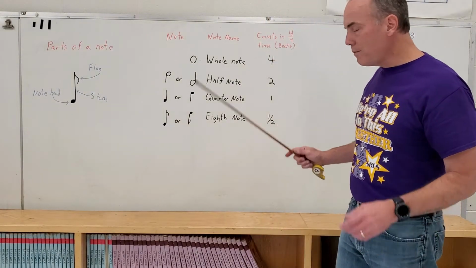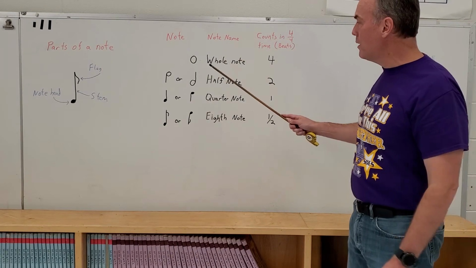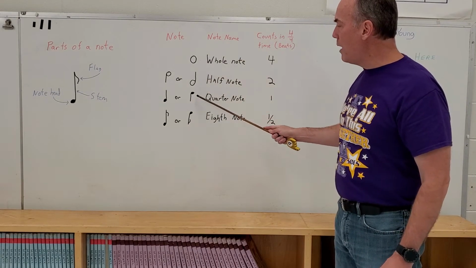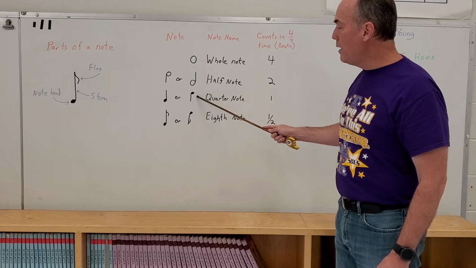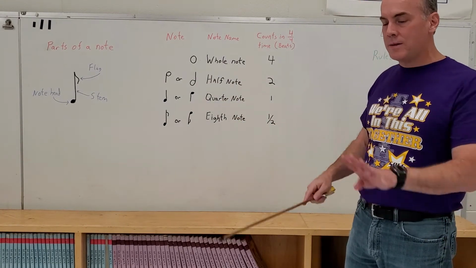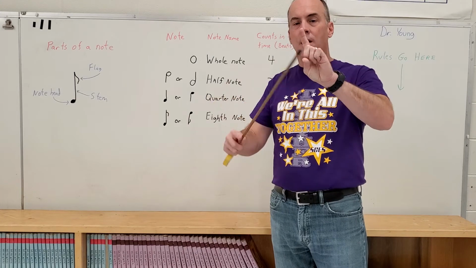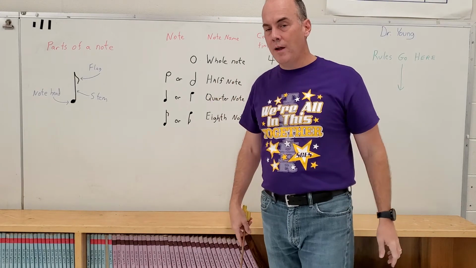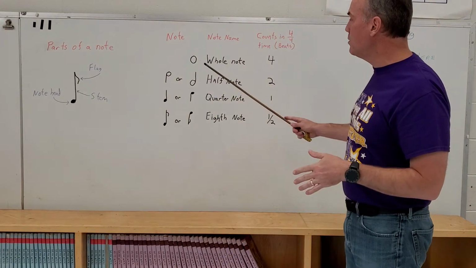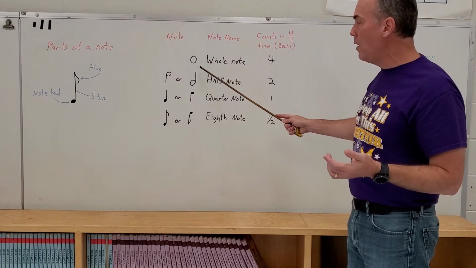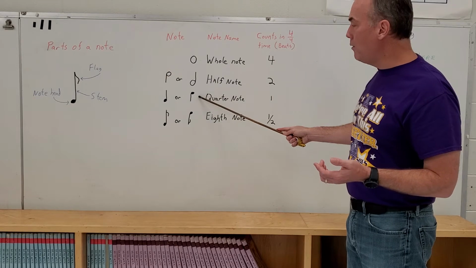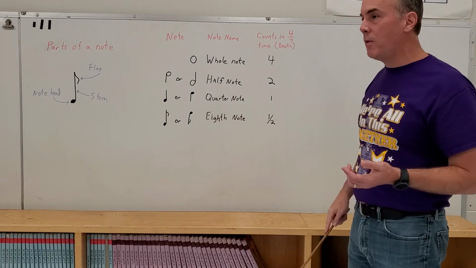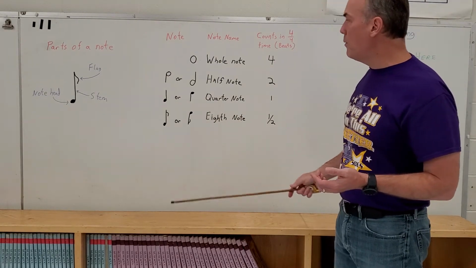All right, I want to show you some quick tricks. Every time we add something, like we go from here, we add a stem. Here we color it in. And here we add a flag. Every time we add something, it cuts the number in half. All right? And if you just take a look at this, remember the whole note looks like a whole. The half note is a whole note with a stem. And then when we color it in, as we add more stuff, it gets smaller and smaller. The eighth note's the only one with a flag.